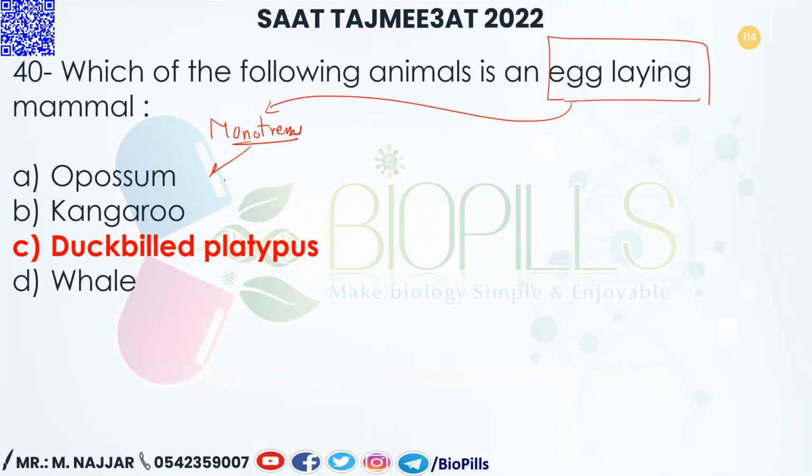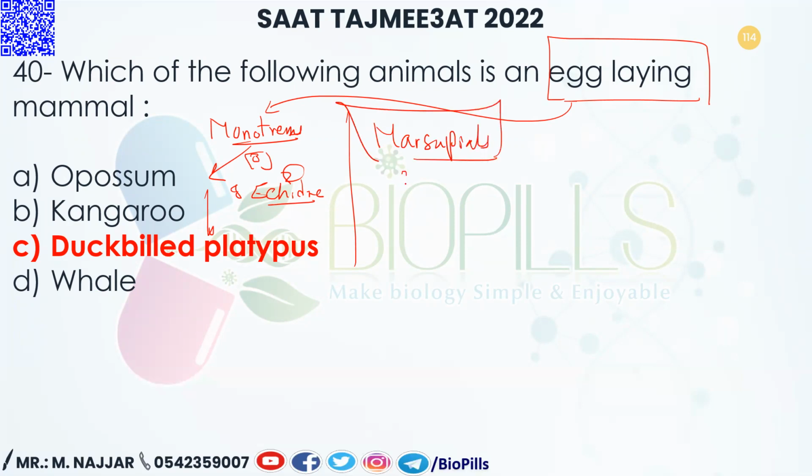Monotremes. There are only three species living in the world now. One is the duck-billed platypus, and the second are echidnas. Only two groups, with one species of platypus, and both of them are in Australia. Then we have marsupials.